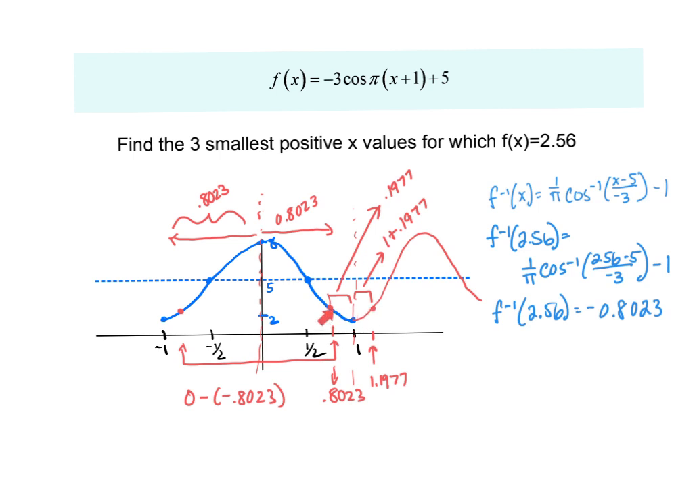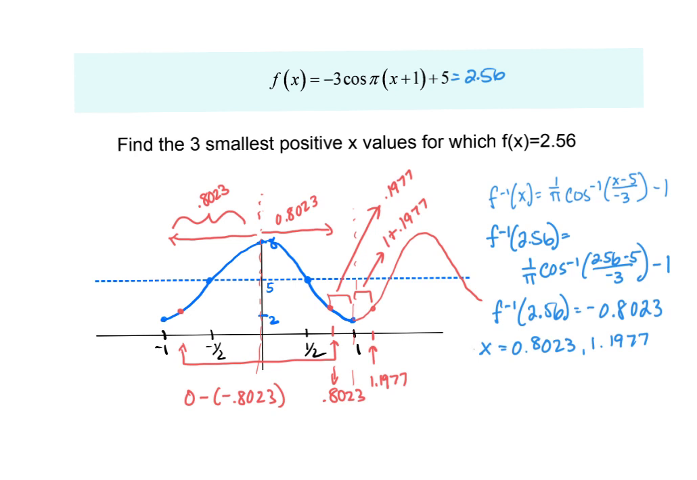Now, once I have a point on either side of a minimum or maximum, I can just simply add the period to each of these, and it would reproduce every single point that is going to give me a y value of 2.56. So I have 2 right now. Those values are x equals 0.8023 and 1.1977. Now, anytime I add a period to either of those, I'm going to get another solution to my equation where I set this function equal to 2.56.